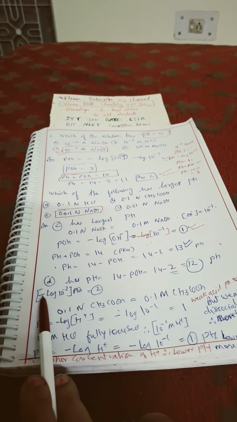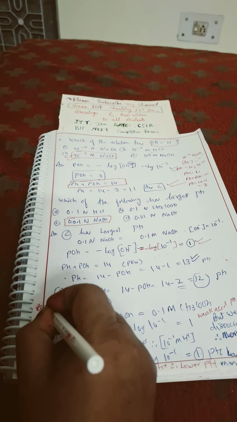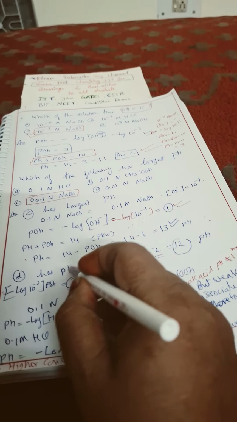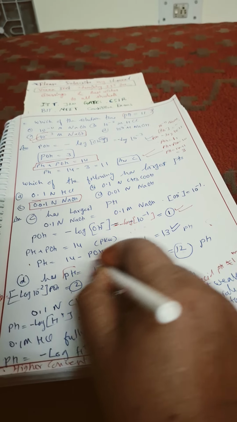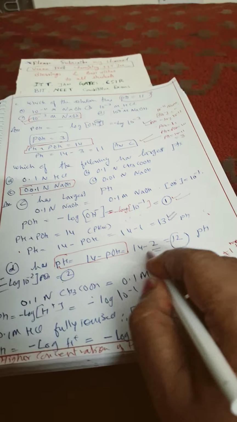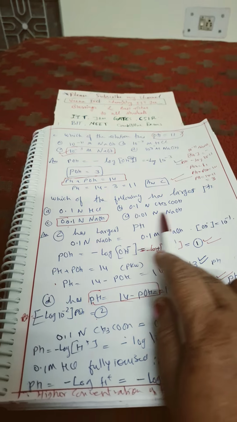So pOH will be equal to 2. So pH plus pOH is 14, so pH is equal to 14 minus pOH, that is 14 minus 2, so pH here is 12. So it is having 13 pH, and it is having 12 pH.